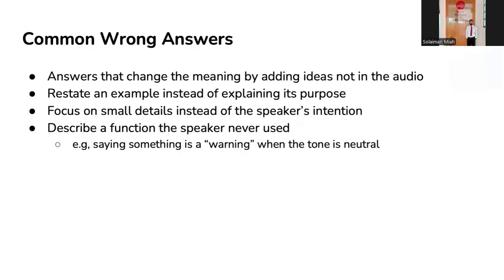Now let's take a look at the types of traps that the wrong answer choices often include. Incorrect answers often go too far and include ideas that just aren't said in the audio. Others basically repeat the example that is asked about, without explaining how it connects to the bigger point. You'll also see options that focus too narrowly on one small detail or describe a function the speaker never used. For instance, saying the speaker is giving a warning when the tone is neutral. One helpful trick to catch these wrong answers is to pay special attention to the verb used. For instance, if the answer choice says to cast doubt, but the speaker never said anything doubtful, then that answer choice is probably wrong, regardless of what other words are used.